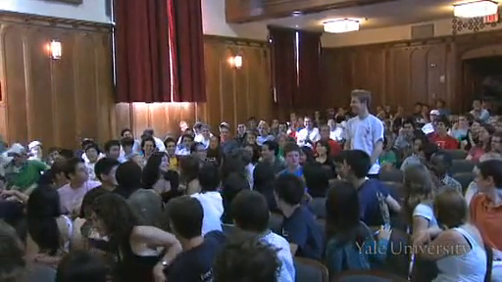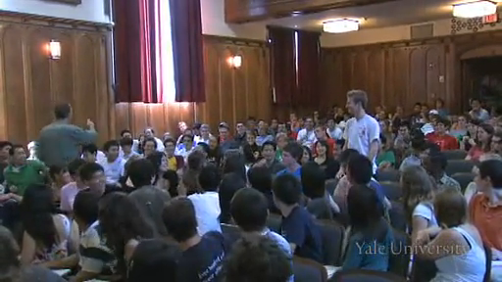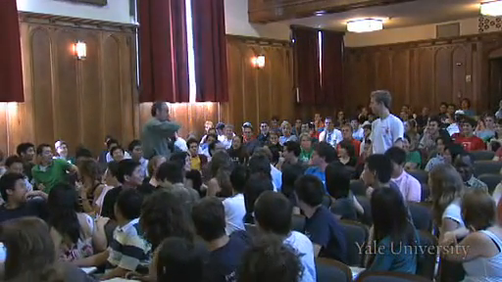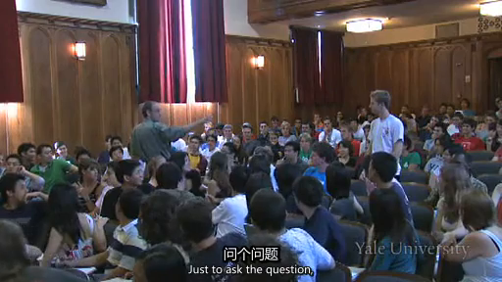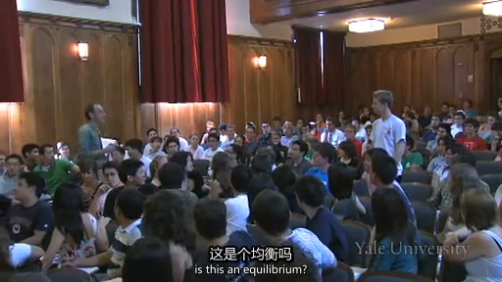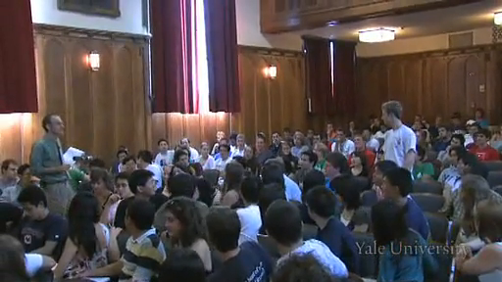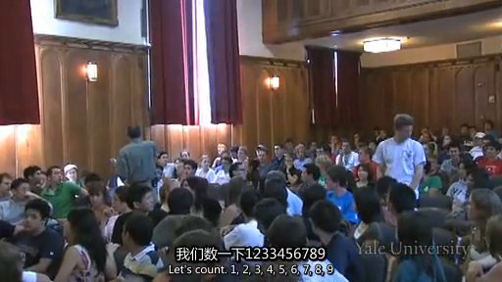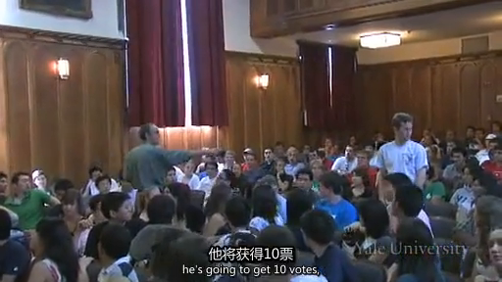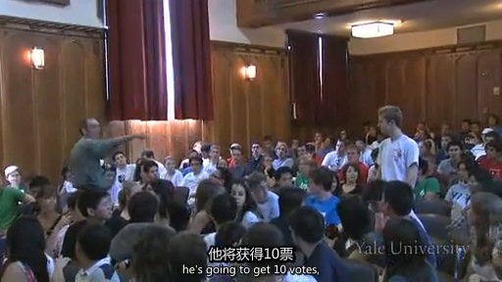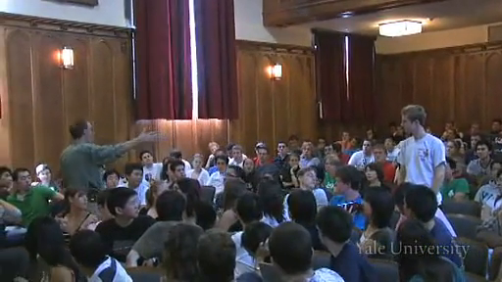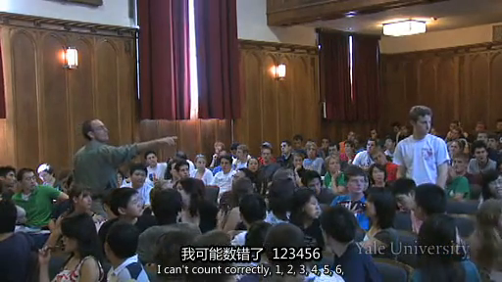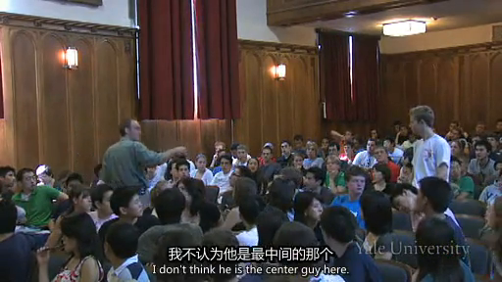So it's obvious who's going to win this election. Is that right? And just ask the question: is this an equilibrium? Let's count. 1, 2, 3, 4, 5, 6, 7, 8, 9. He's going to get 10 votes, including himself. I can't count correctly. Is he actually the center guy here? I don't think he is the center guy here.